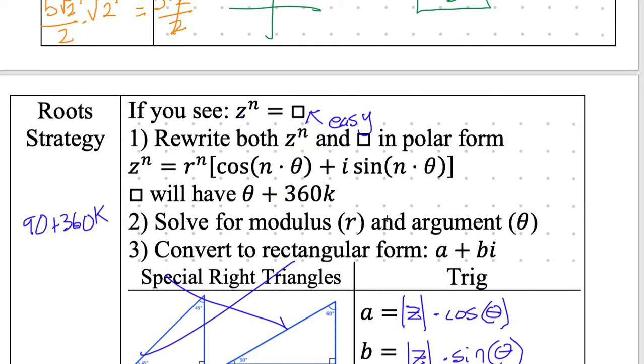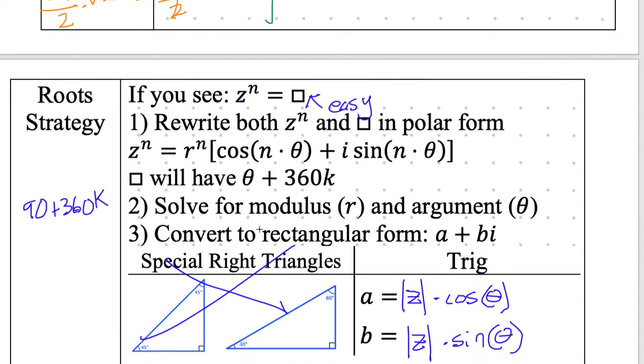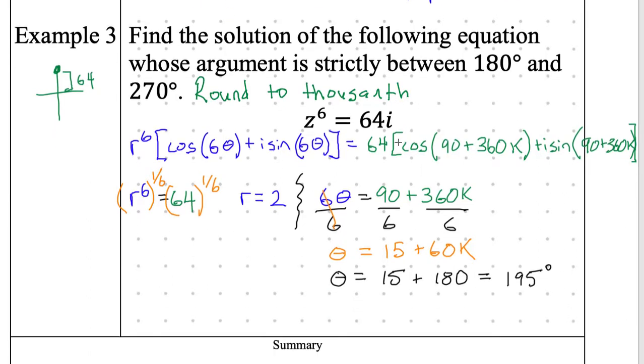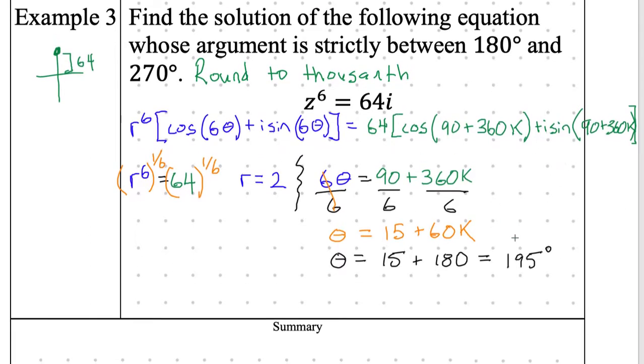All right. So we have all of that done. We've solved for the modulus, solved for the argument. Now we are finally in step 3, convert to rectangular form. And this one, I should have said in the instructions, round to 3 decimals, or thousandths. So if I plug in my formula, again, a should be equal to r cosine of theta, and b is equal to r sine of theta.